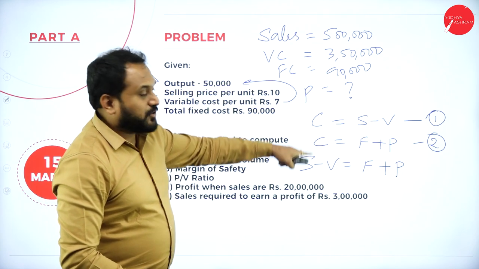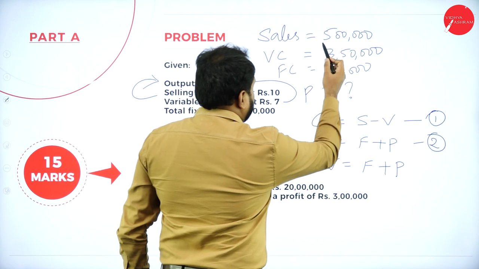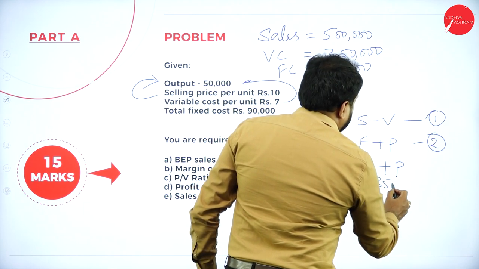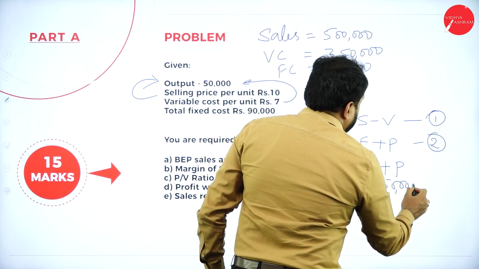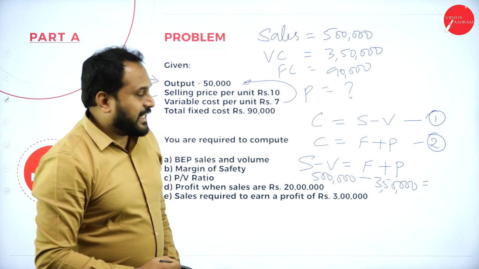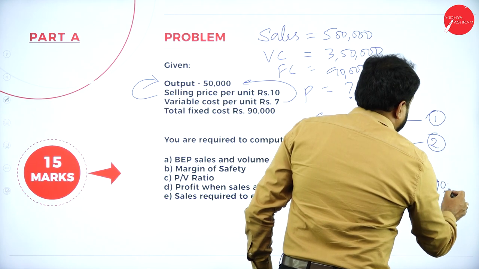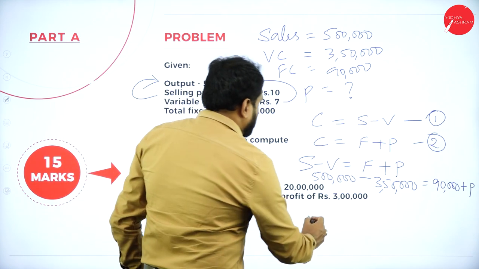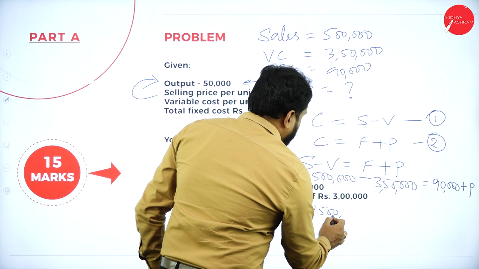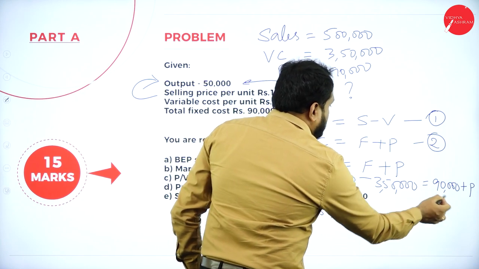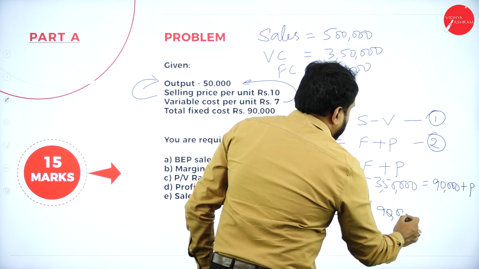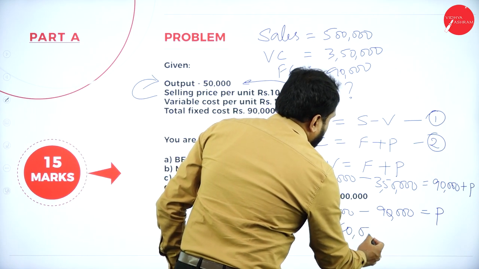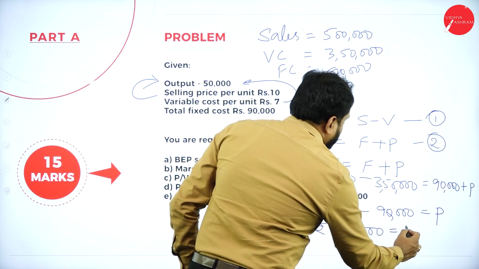So here I'll go with the substitution. Now sales, how much is the sales? 5 lakh rupees. I'll write here 5 lakh minus 3 lakh 50,000, which is my variable cost, is equal to F, in the sense 90,000, plus P. Now 5 lakh minus 3 lakh 50 is 1,50,000. This 90,000 will come here, minus 90,000 is equal to profit. So profit is how much? 60,000 rupees.